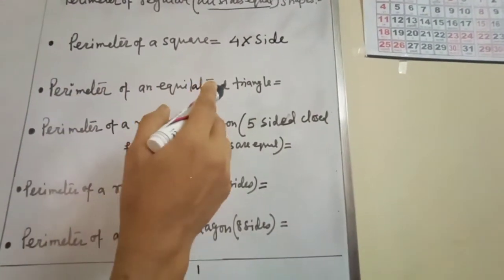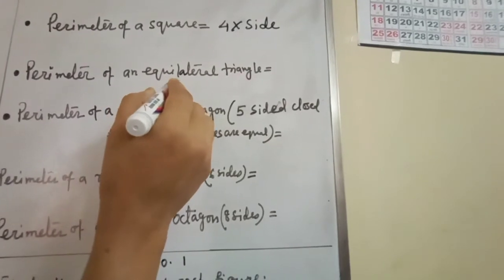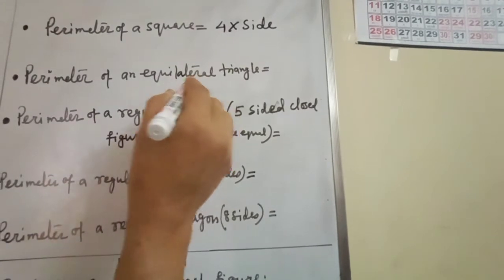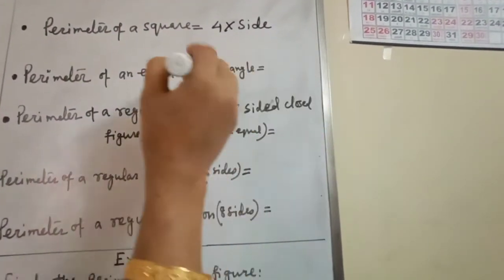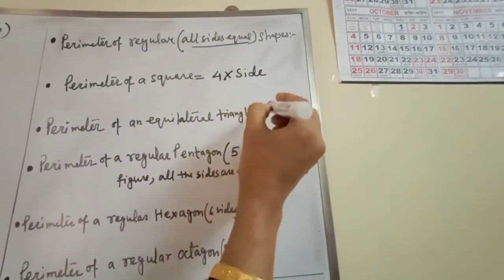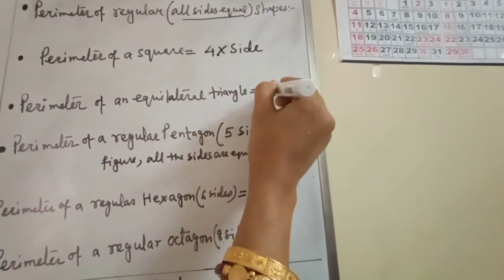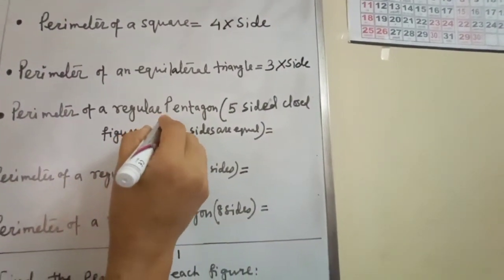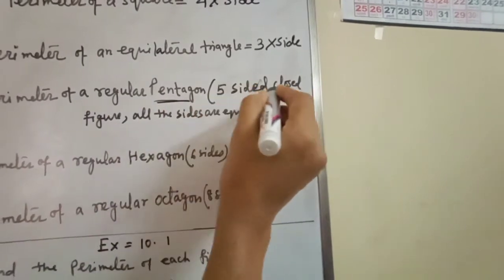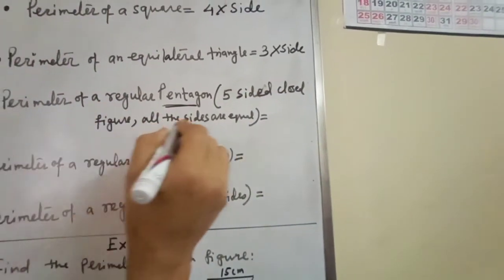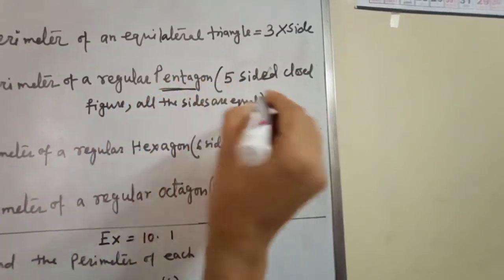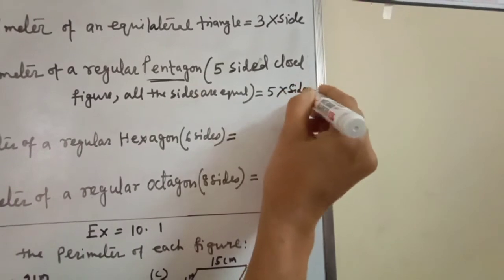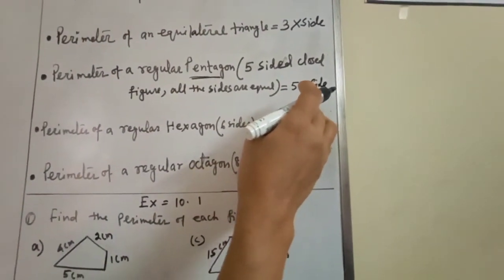Perimeter of an equilateral triangle. You know that an equilateral triangle has 3 sides and all the sides are equal. So it is a regular shape. So 3 into side. Perimeter of a regular pentagon. What do you mean by pentagon? Pentagon means a 5-sided closed figure, and regular means all sides are equal. So its perimeter is 5 into side.